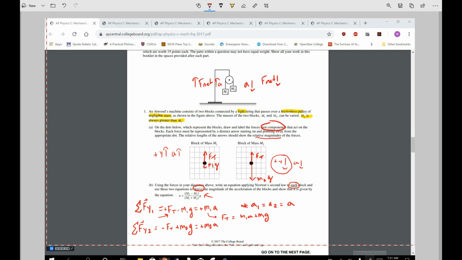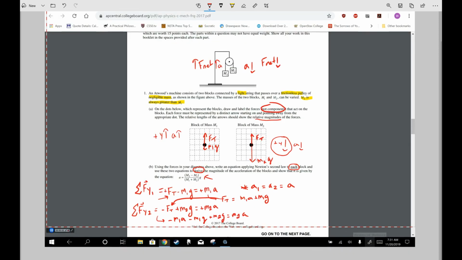Don't factor out the m1 yet, or you'll make your life harder. What I need to do then is substitute. So now I can rewrite this equation. I have a negative that I have to distribute, right? So negative m1a minus m1g plus m2g equals m2a.